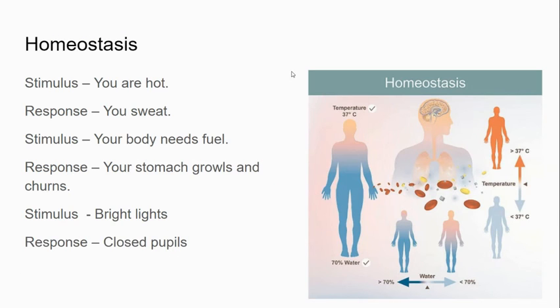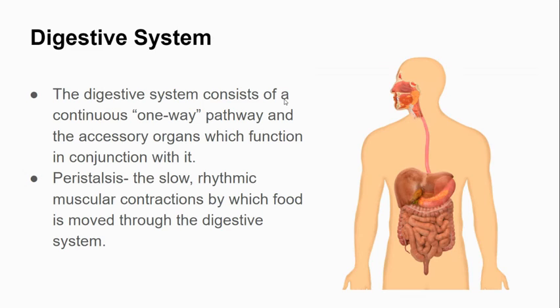So these are some examples. If the stimulus is you are hot, you sweat. If your body needs fuel, your stomach starts to growl and turn, saying that you're hungry. If you look into a bright light, it closes your pupils, making your pupils smaller. When it's dark, your pupils get bigger. Maybe you notice that when you go in the bathroom and turn on the light, how your pupils adjust.